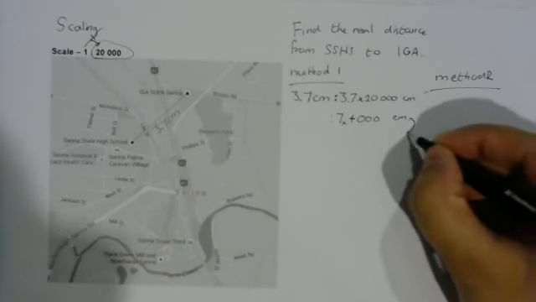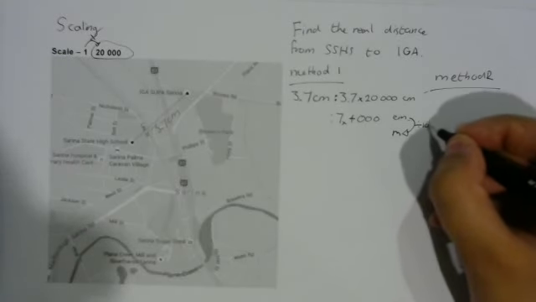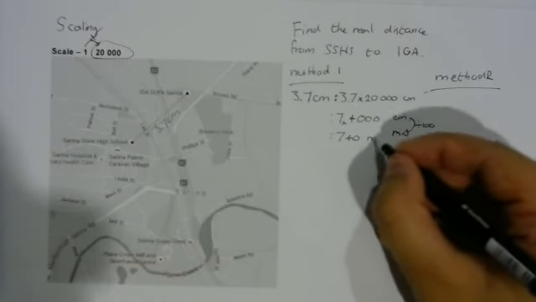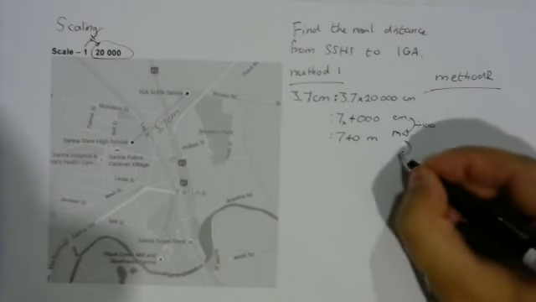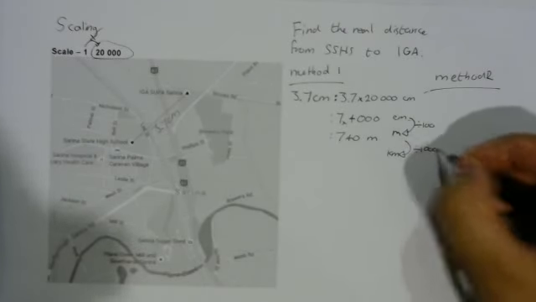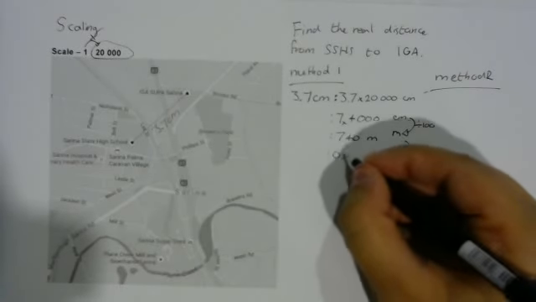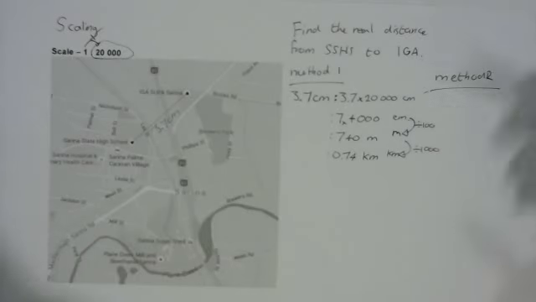So to change this into meters, we're going to divide by 100, which is 740 meters. Let's change that to kilometers as well, just to show you what that's like. We're going to divide by 1,000 to go from meters to kilometers. So that is 0.74 kilometers. So almost 3/4 of a kilometer.